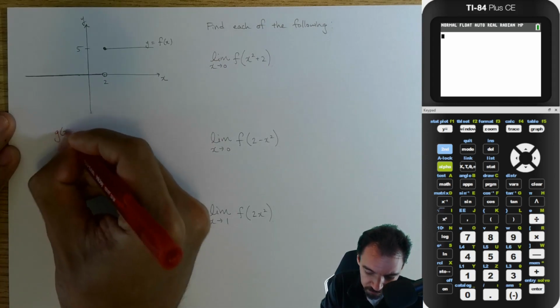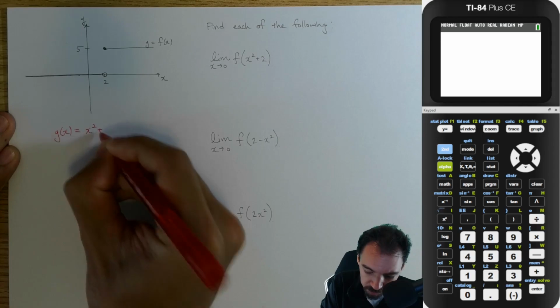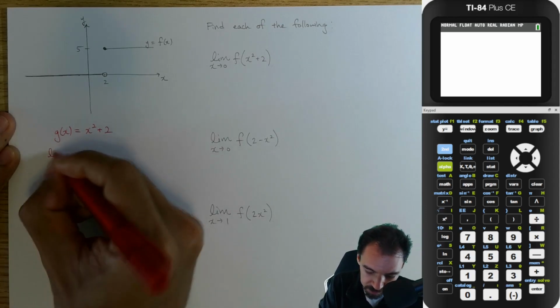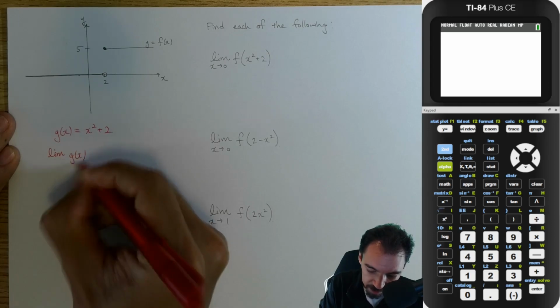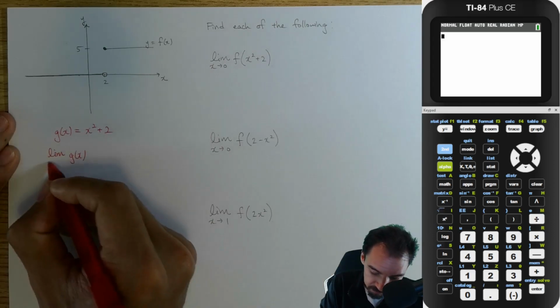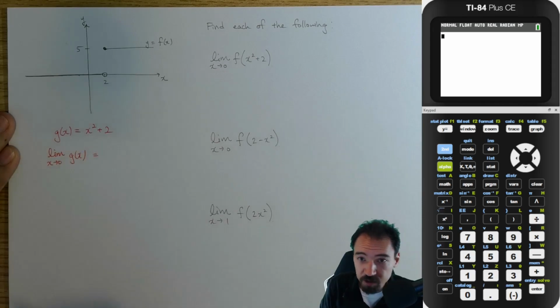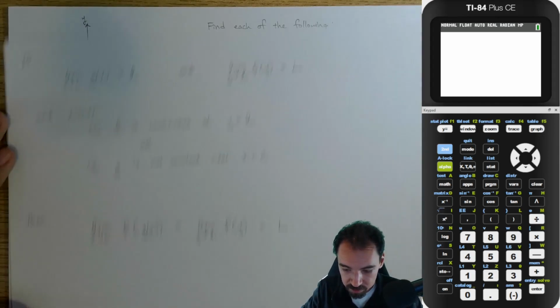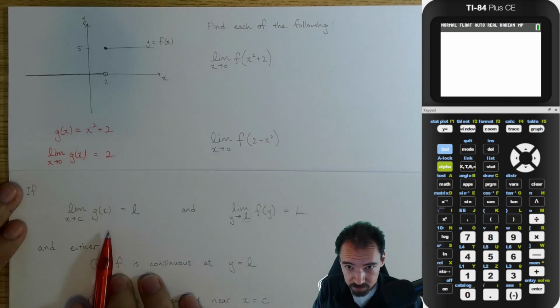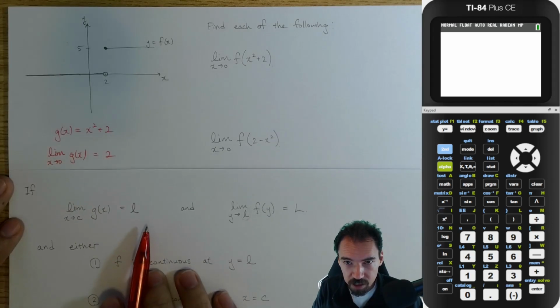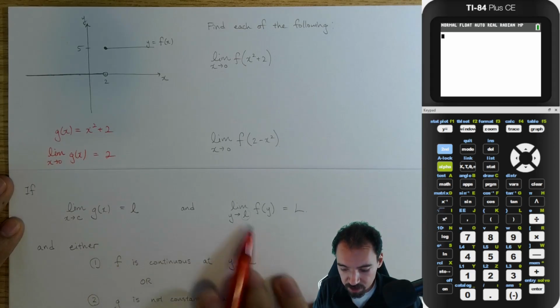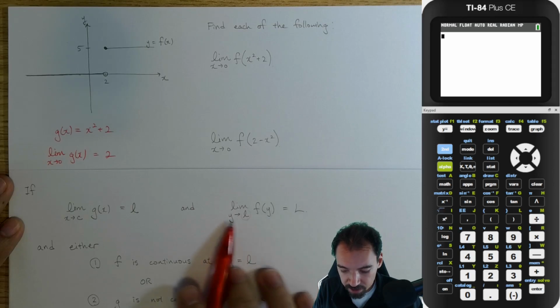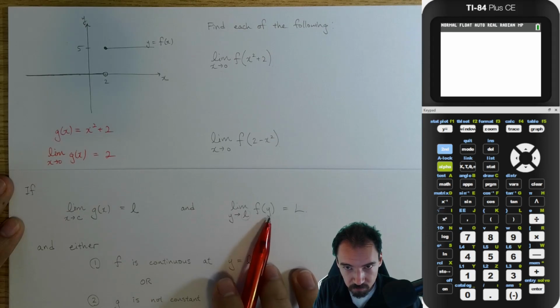So if we let g of x equal x squared plus 2, and we try to take the limit of g of x as x is approaching 0, x squared plus 2 is a continuous function, so we can just plug 0 in for x, and we get 2. All right? So, jumping back here, our first consideration has been met. We got it. Now, if I try to turn around and take the limit of f as the inside variable approaches 2, now don't be confused by the fact that this is y and this is x.